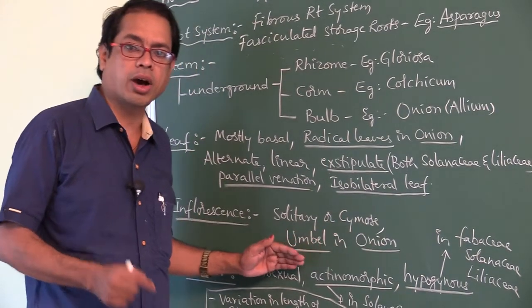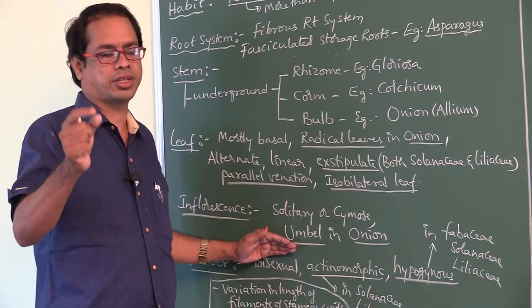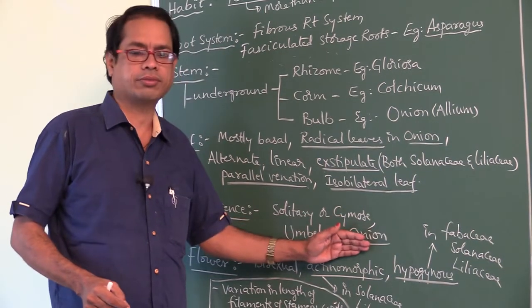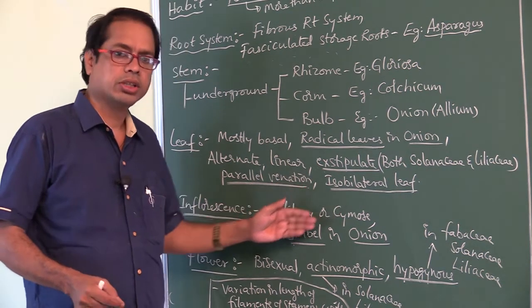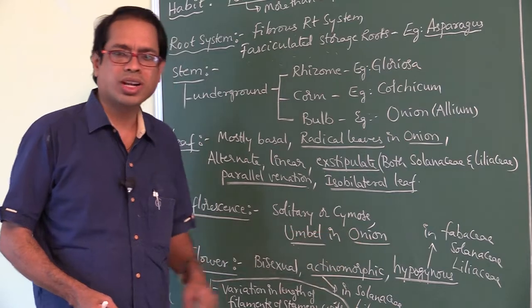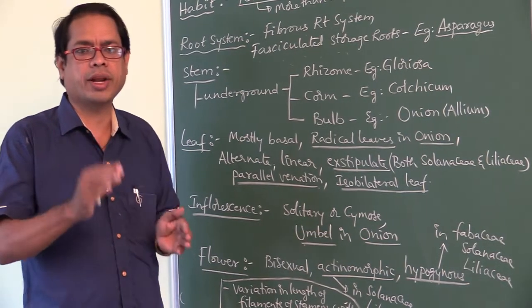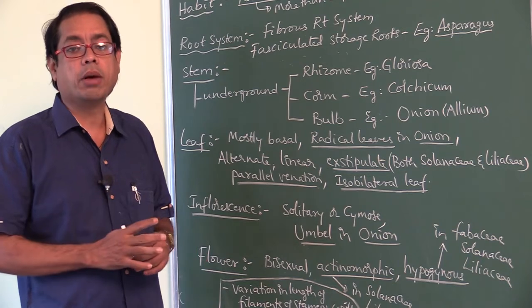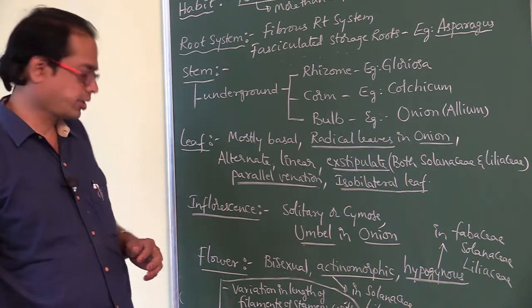Umbel inflorescence is found in onion. Umbel is a type of racemose, umbellate flowers in clusters, found in onion. So, solitary or cymose, umbellate inflorescence found in onion. What does umbellate mean? That is, all the flowers develop at a single point. Umbel inflorescence is a racemose type of inflorescence.